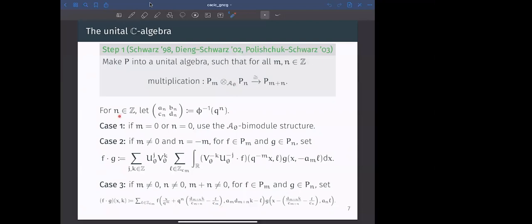So for any integer n, let a_n, b_n, c_n, d_n be the matrix corresponding to q to the n in the stabilizer of theta. If either m or n is zero, just use the bimodule structure. If m is non-zero and n is minus m, then you have this rather somewhat complicated looking non-degenerate pairing. And then if both m and n are non-zero and m plus n is non-zero, then you have this really quite baroque looking formula.